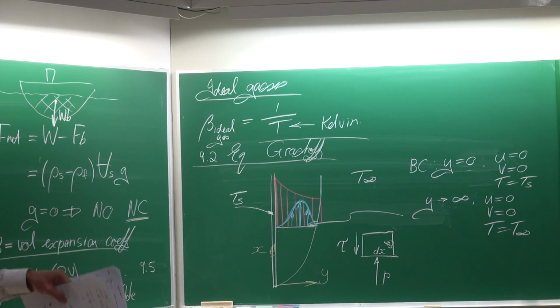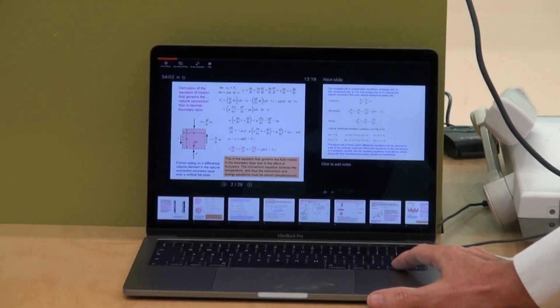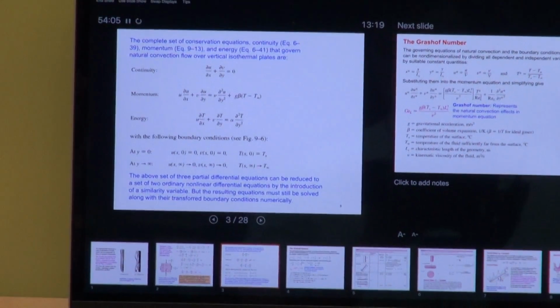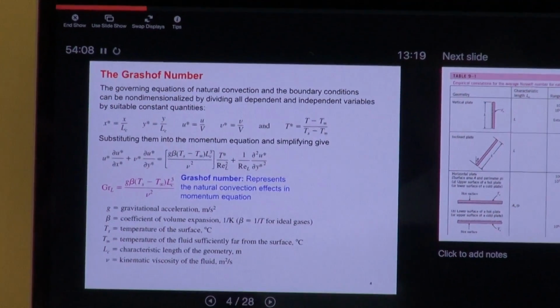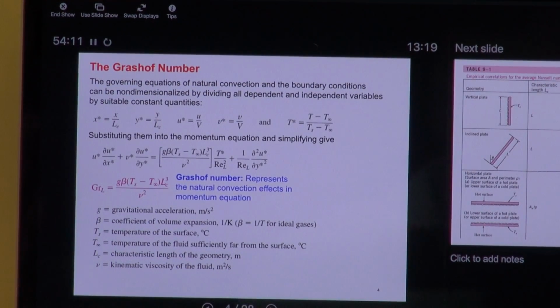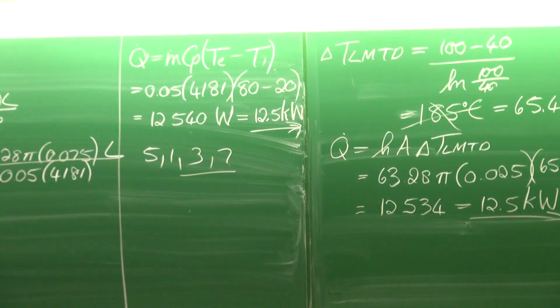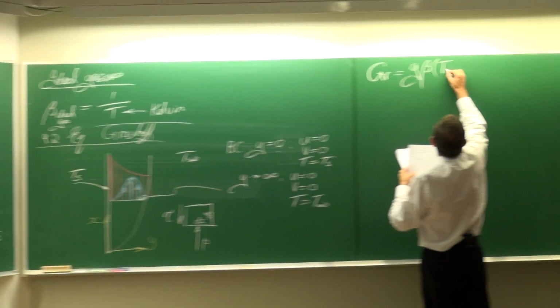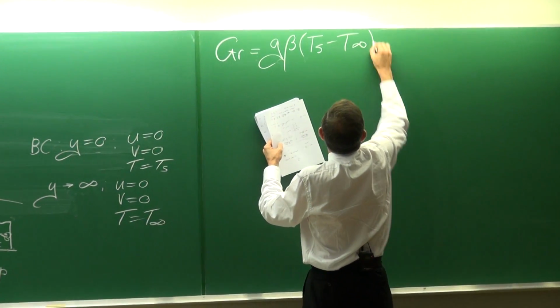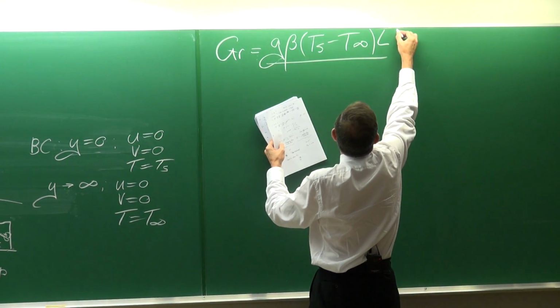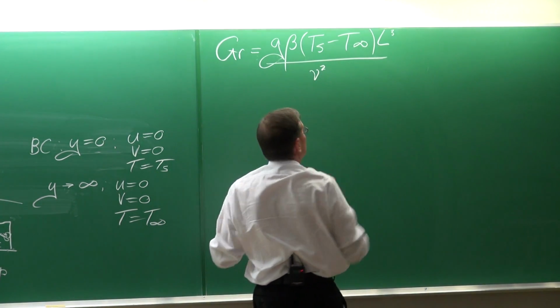So the result of that, using that, we also have to non-dimensionalize the equations. And if you can zoom in there on the left for us, Carl, then you can see that is part of the derivation, there it follows, and then you get all the non-dimensionalized values, and then you end up with the equation of the Grashof number. So that is where the Grashof number comes from. Grashof number is equal to g, gravity, multiplied by beta, the thermal expansion coefficient, multiplied by Ts minus T infinite, the characteristic length to the third, divided by the kinematic viscosity squared.